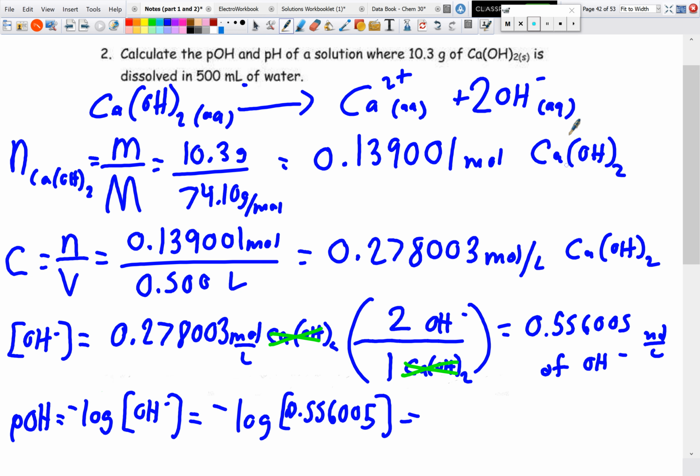And that's what we get. And then of course when we plug this into our calculator, we get a pOH of 0.25, and 3 significant digits because of 10.3 and 5.00. We should get 0.2549, and of course that rounds to 0.255.